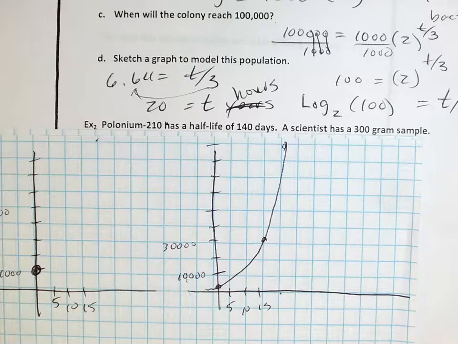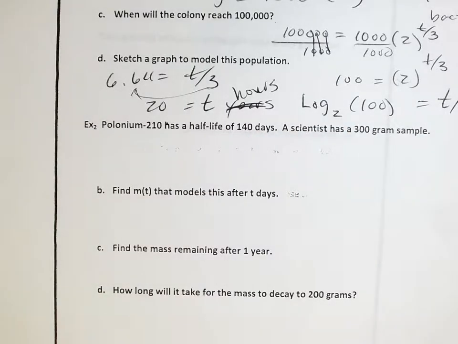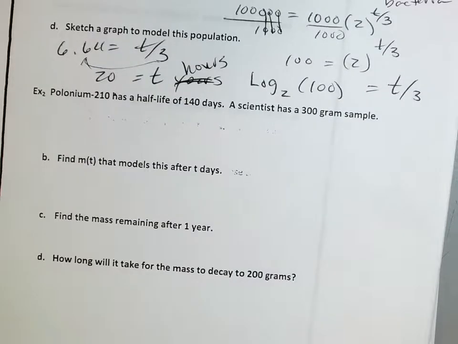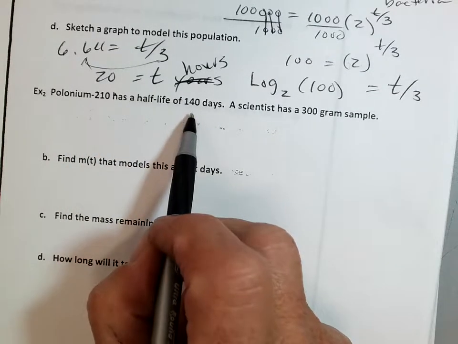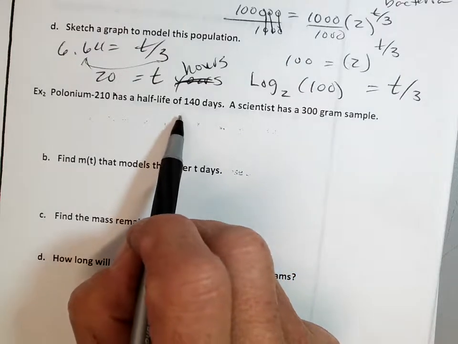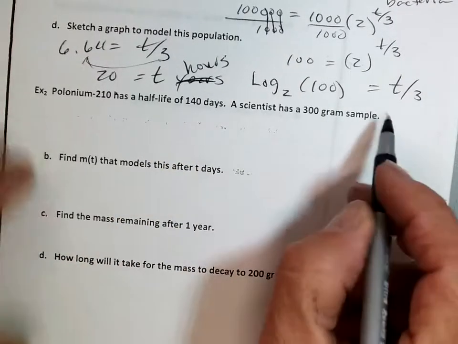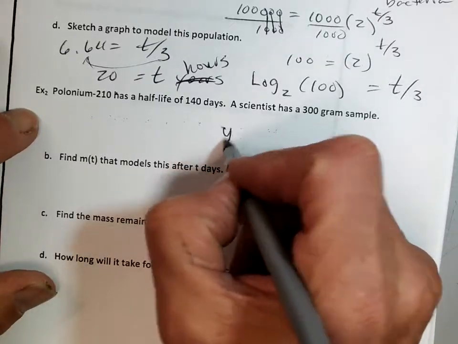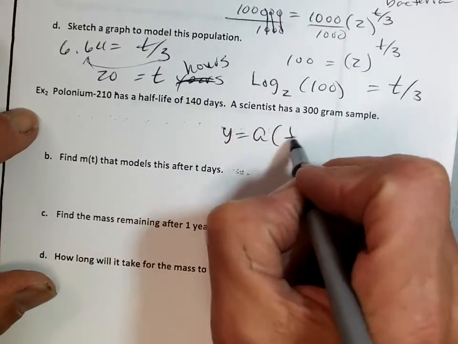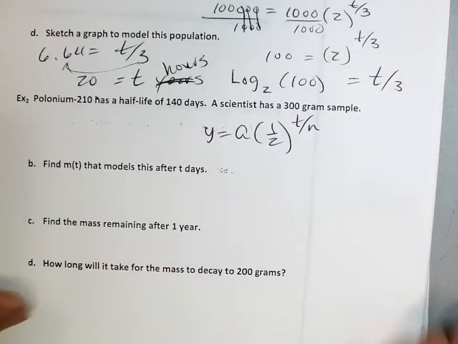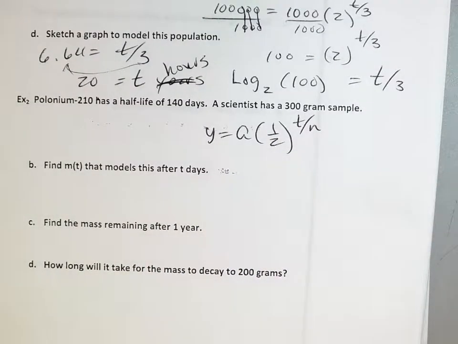All right, let's look at number 2. Polonium-210 has a half-life of 140 days. That's pretty bad stuff, super radioactive, right? A scientist has 300 grams. So for half-life, let's start off with y equals a times 1/2 to the t over n. Almost identical equation, right? The difference is the base, the rate. Instead of doubling, we're going by halves.